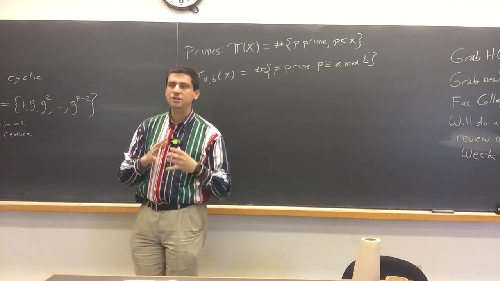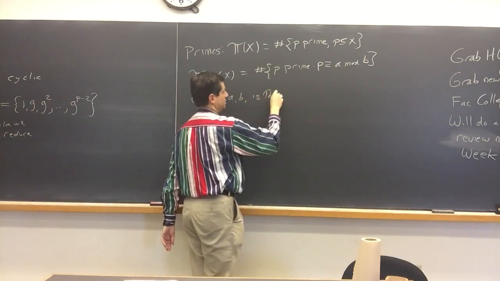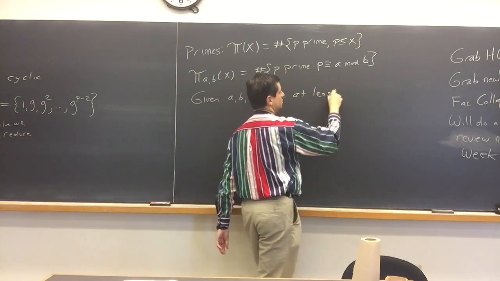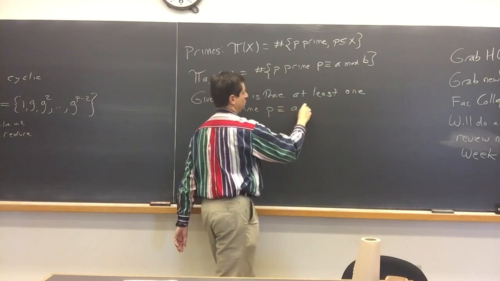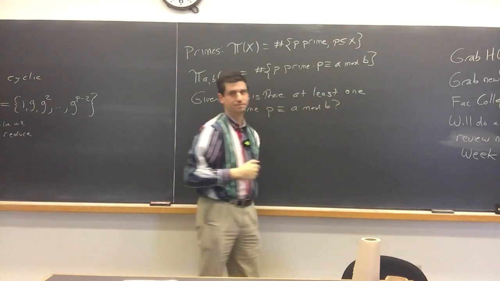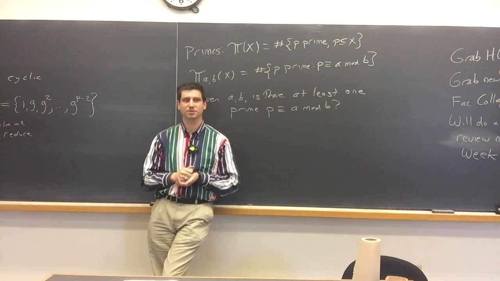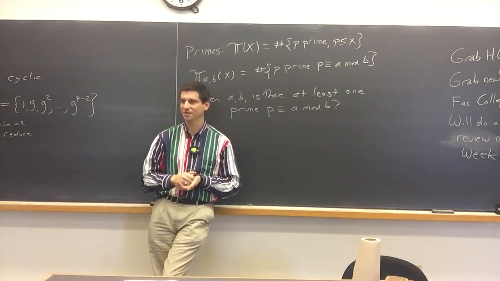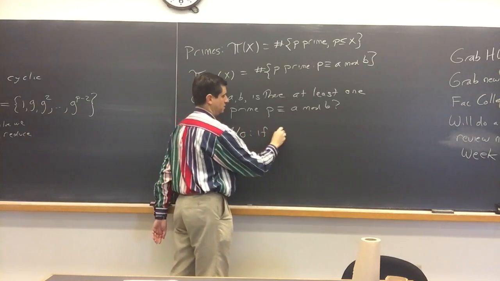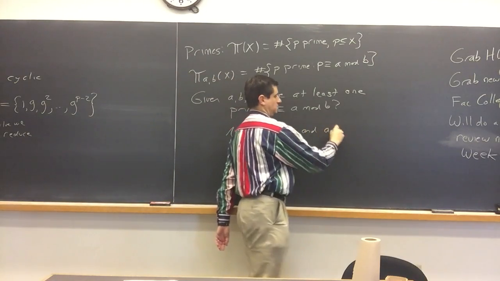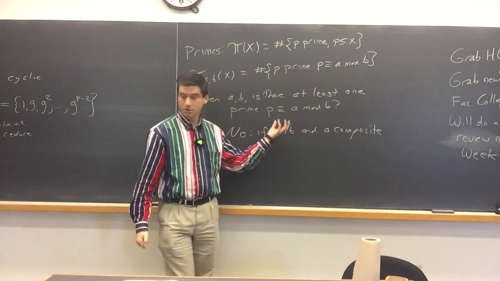I'm going to ask an easier question. Given a and b, is there at least one prime p congruent to a mod b? Any thoughts? Will there always be at least a prime? Okay, why not? Because if a is composite and a is a factor of b. Okay, good. So if a is a composite number and a divides b, we're dead.